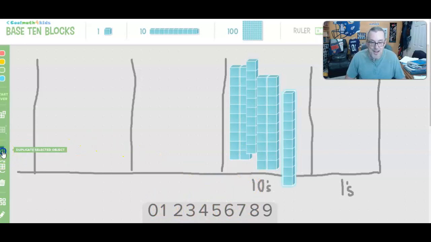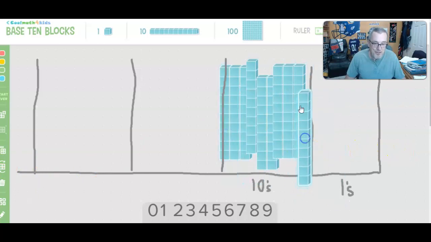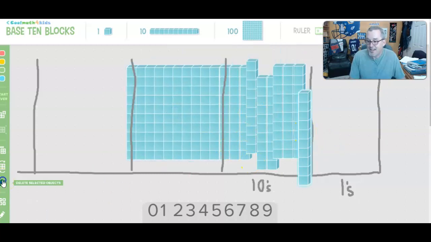But as soon as we got to 10 of these, I would have to bundle them and move them over to this column and start keeping track of 10 tens, which are 100s. And that's how this pattern goes.